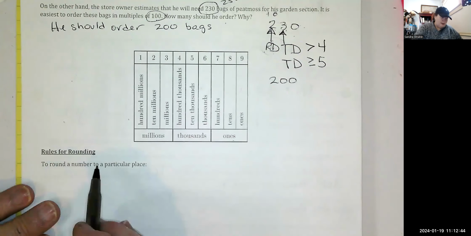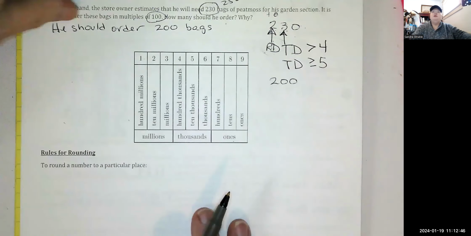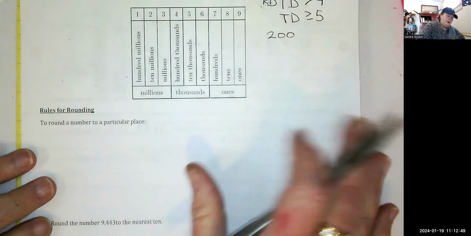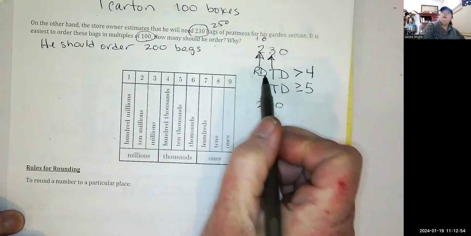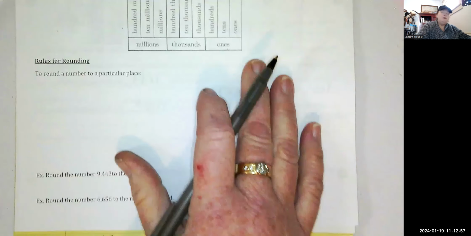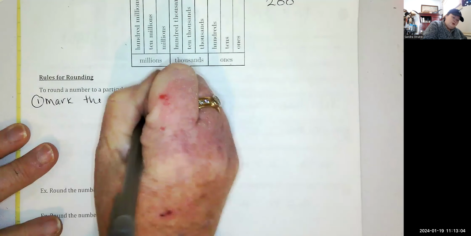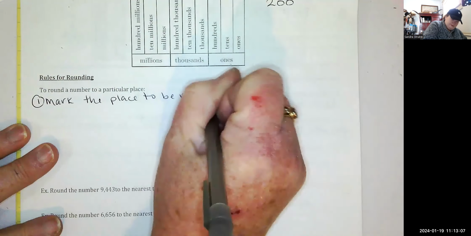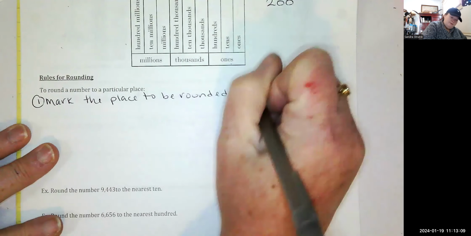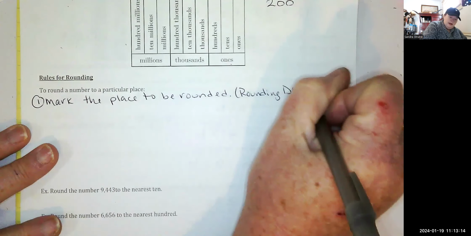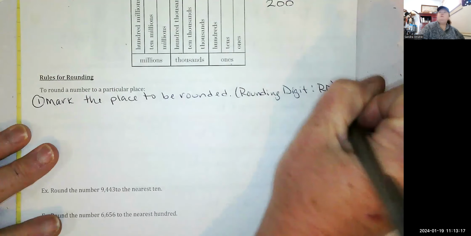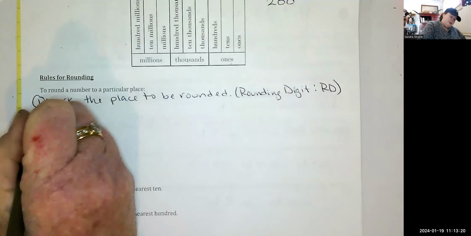The rules for rounding. To round a number to a particular place: 1, mark the place to be rounded. What I did was I put my RD for rounding digit so that I could do that. That's what I always do. This is my rounding digit, and I always put RD. Write whatever you want. Make this yours.